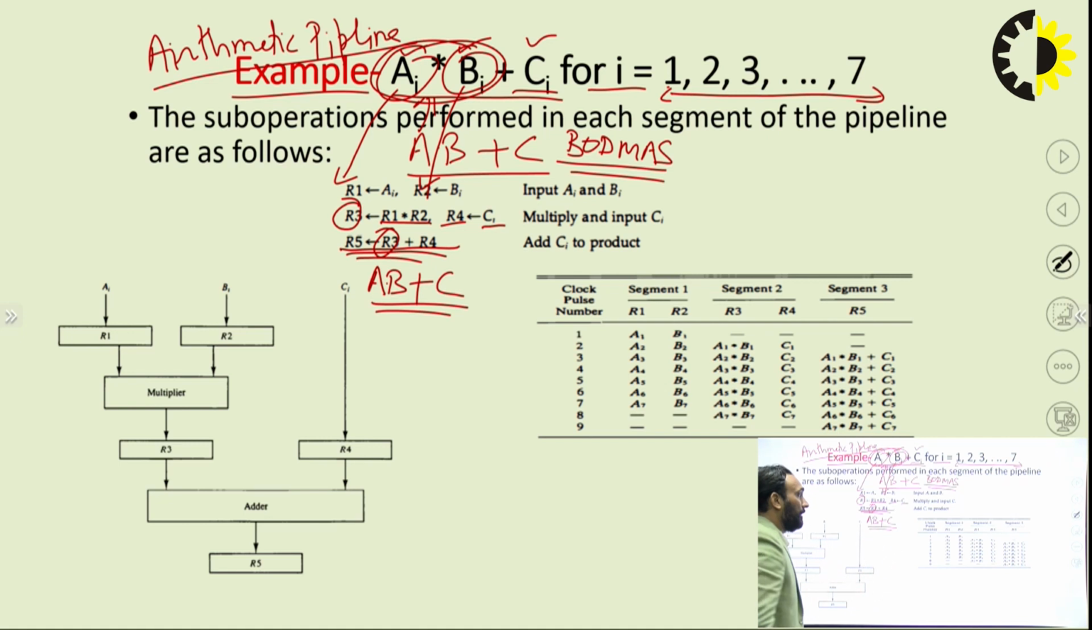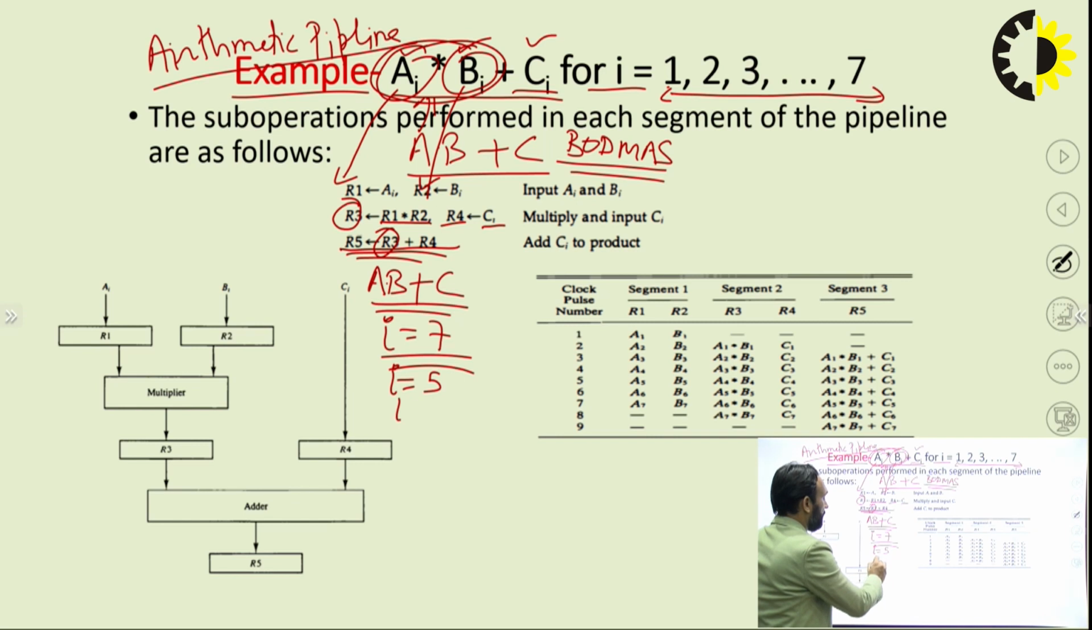So here the question is, how many times will it repeat? The value of I will be 7. That's also given in the question. It may be I is equal to 5 or I is equal to 20. So we will make a table. Before going to a table, we make a diagram that will help us see how these operations will execute.